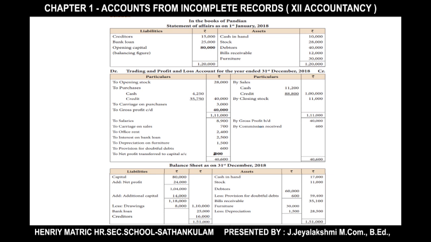Next you see to salary. To salary 8,900, to carriage on sales 700, to office rent 2,400, interest on bank loan 2,500, depreciation on furniture 1,500, provision. See here, depreciation on furniture, you have to calculate 10,000 into 5%, you got 1,500. Then provision for doubtful debts 600 is taken.